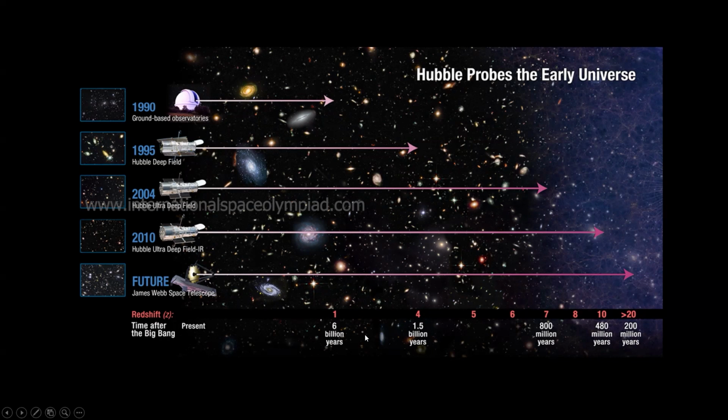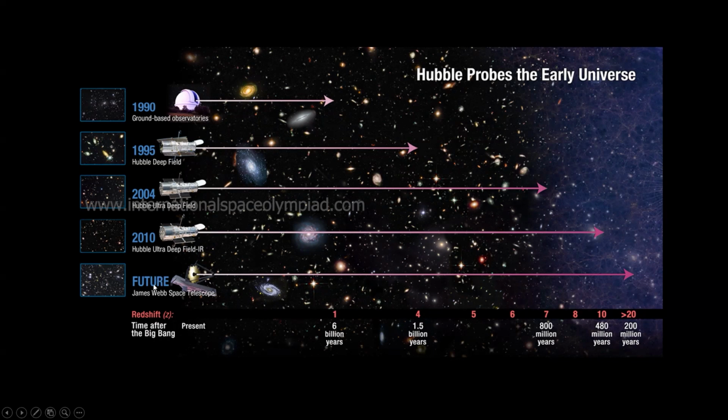Okay, this is the deepest thing. From this is the past we were able to go. That means some billion years after the Big Bang. Now, in 1995, the Hubble Deep Field, that's an interesting image. We are able to go up to here. Hubble Ultra Deep Field could go here, and Hubble Ultra Deep Field IR could go here.